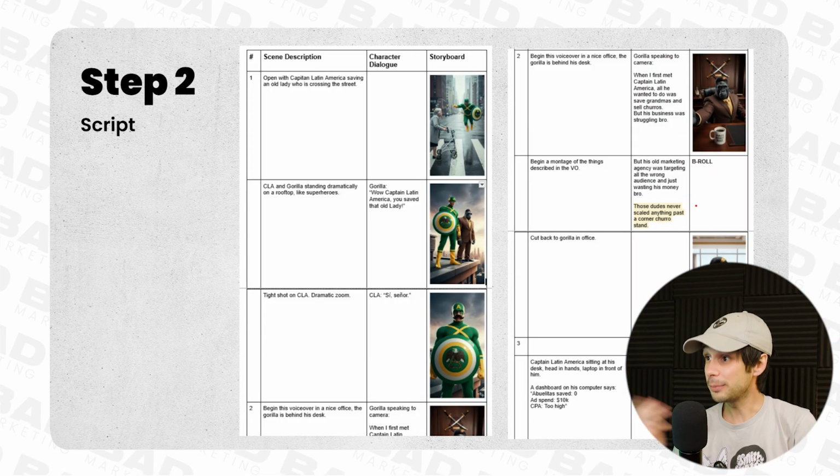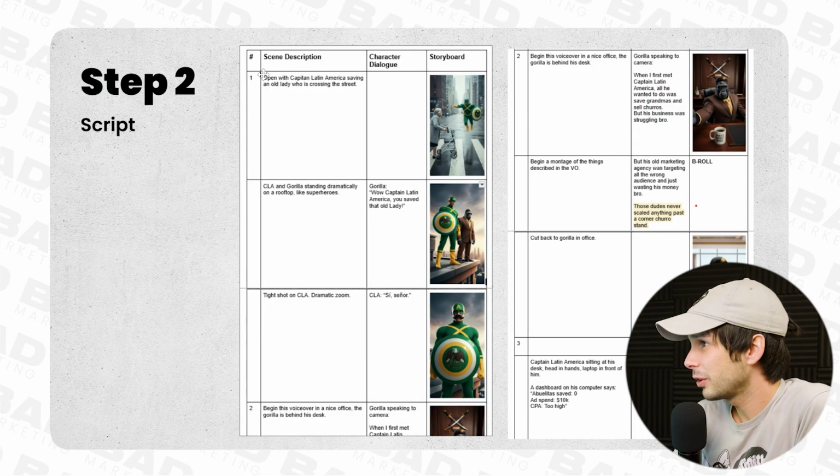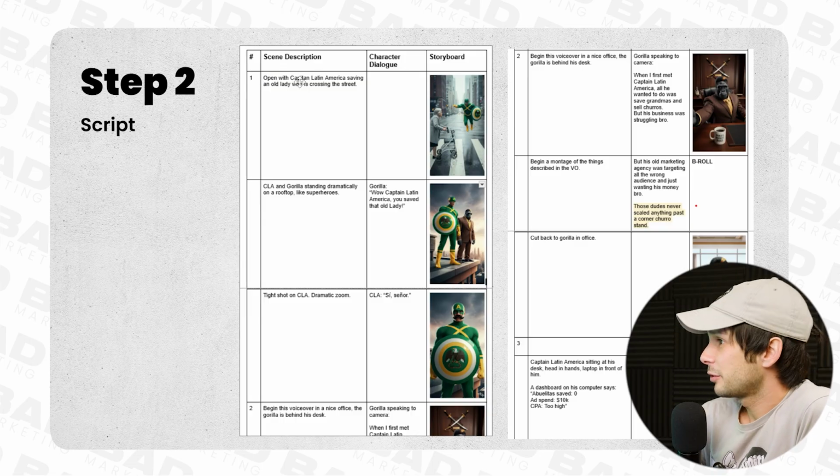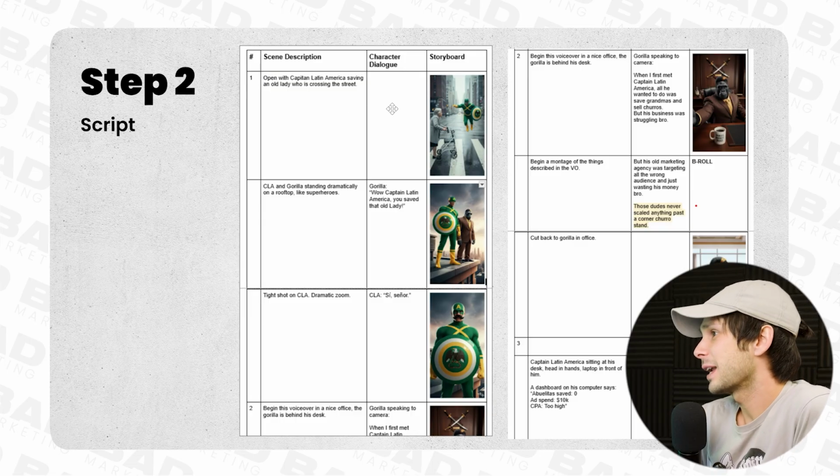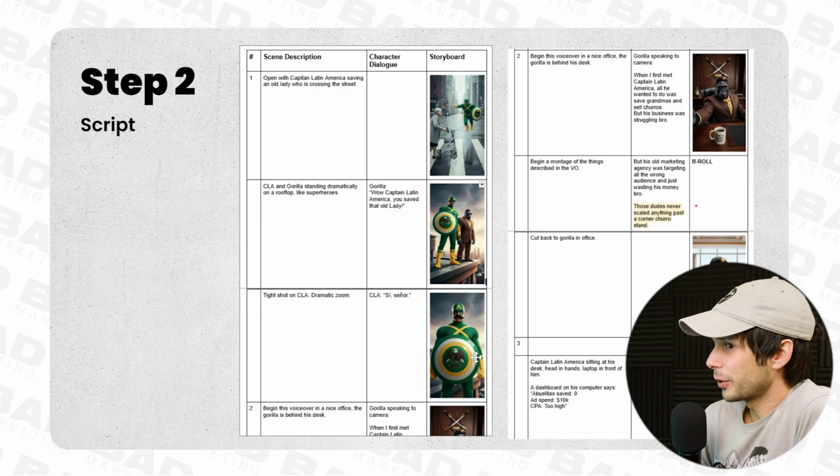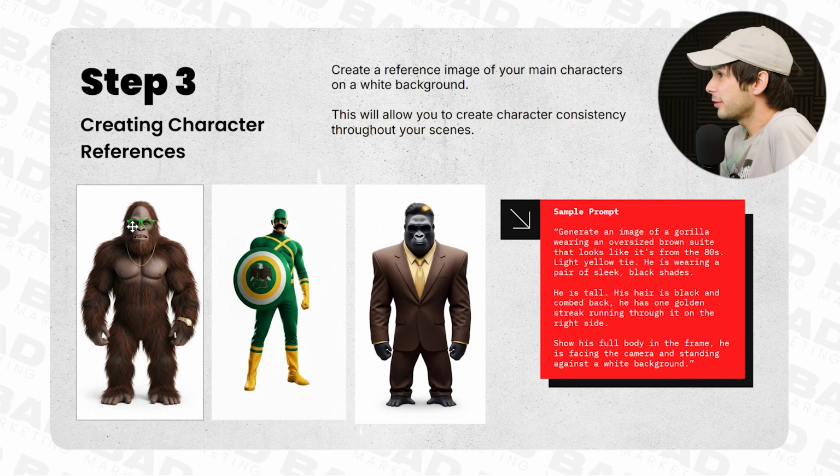Okay, so step 2 is writing the script. I keep up really detailed notes of the description for each scene and each shot that I want to have, any character dialogue. And then I also have a panel here for the storyboard, which we are going to get into later in step 4. Okay, so step 3 is creating your character references.